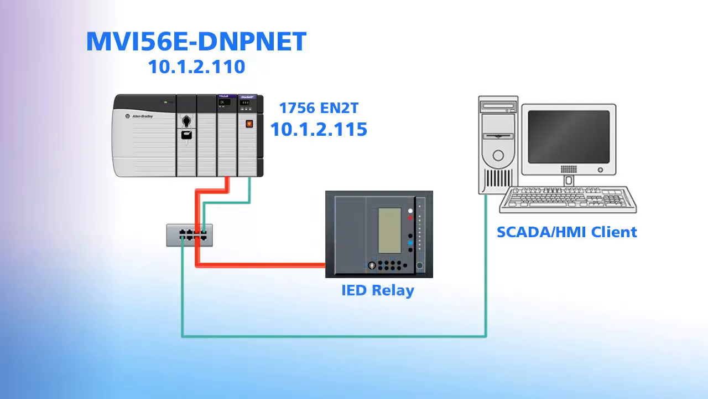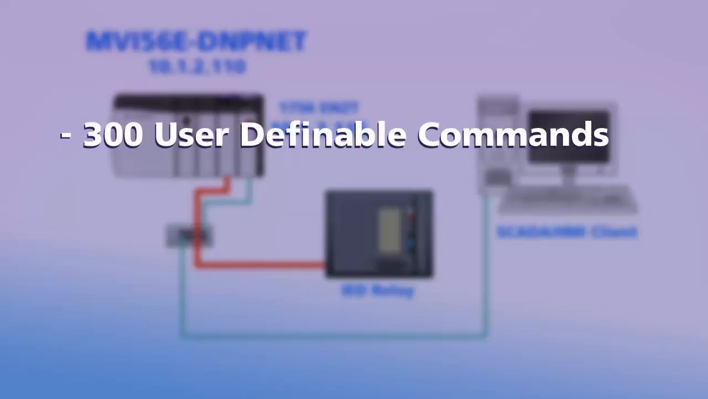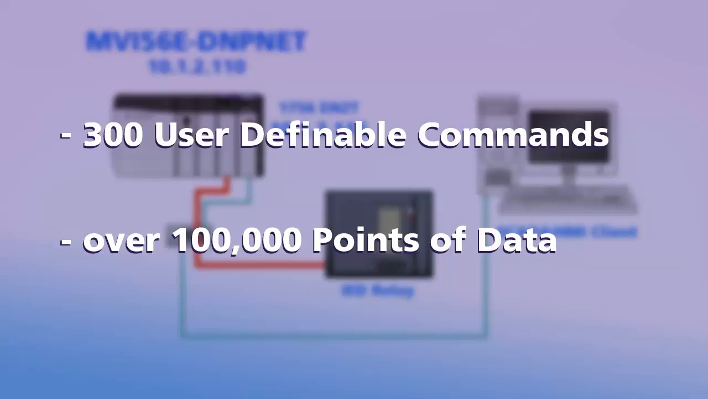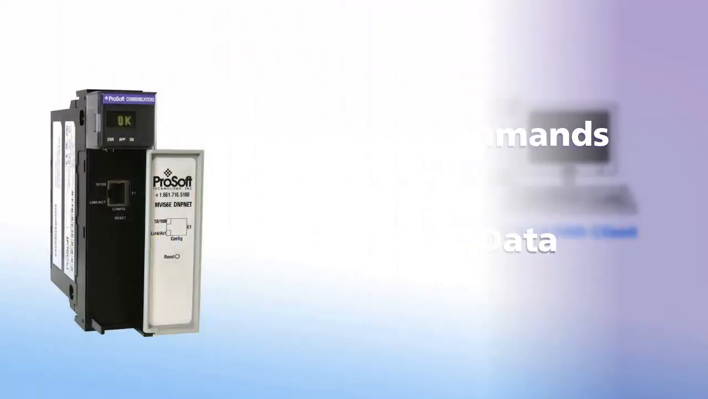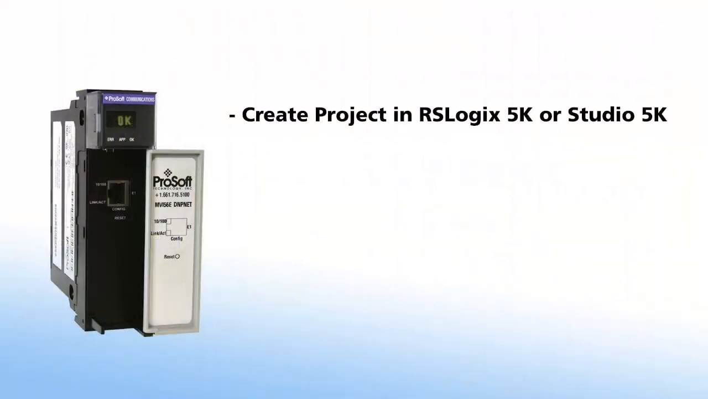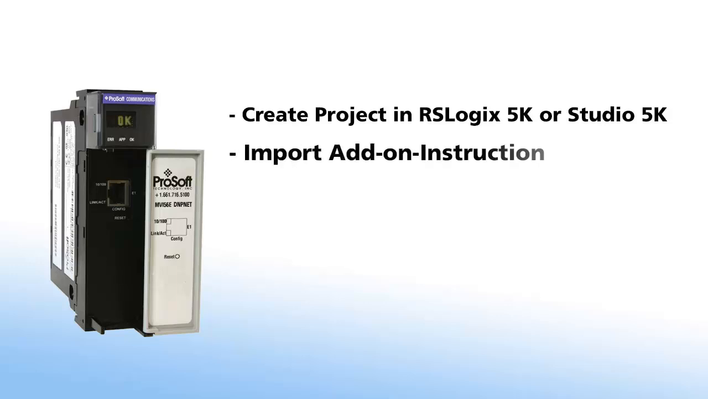The MVI56E DNP net supports 300 user-definable commands and over 100,000 words or points of data. In this video, we're going to create a project in RSLogix 5000 or Studio 5000, depending on your version. The steps are the same. We'll import the supplied AOI.